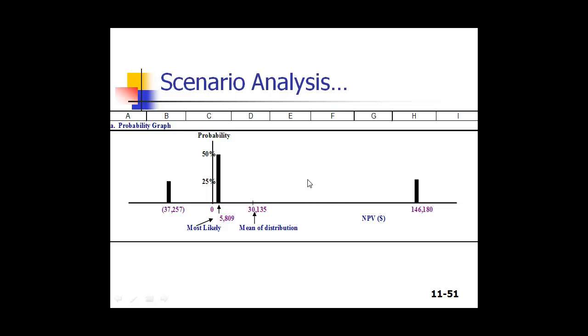So what happens in this project? You have, in your base case, an NPV of about 5,800. If things go well, you have a hugely positive NPV. If things don't go well, you have a pretty substantially large, pretty negative NPV. So overall, it's still a positive NPV project.